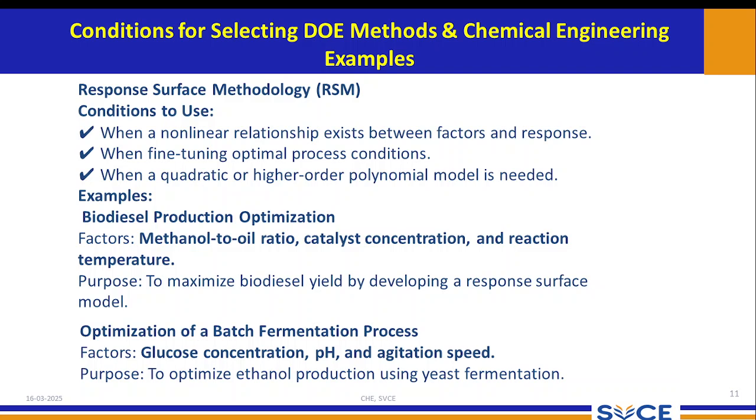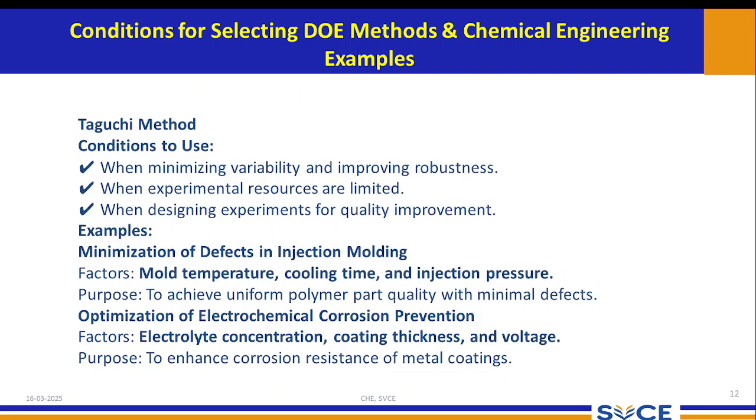Okay, in that case we need to go for RSM. Hope you understood what I am trying to say. Okay, so the next point is the Taguchi method. When do we need to use the Taguchi method? The conditions to use it are when minimizing the variability and improving the robustness.